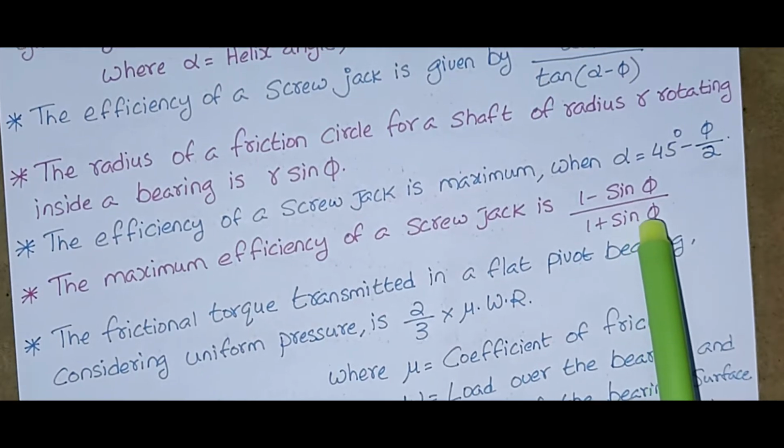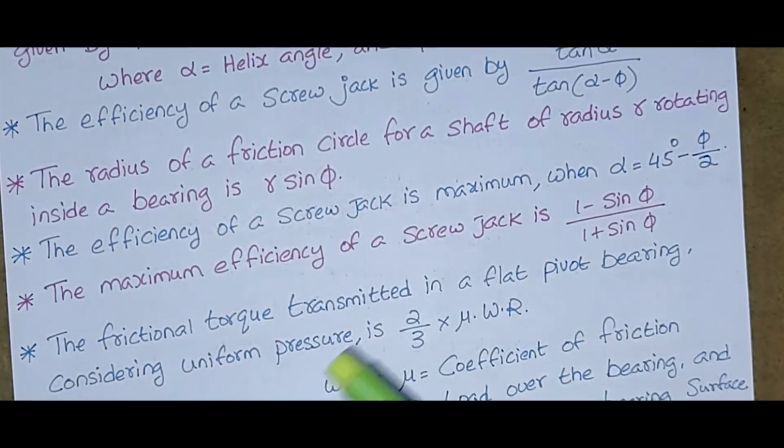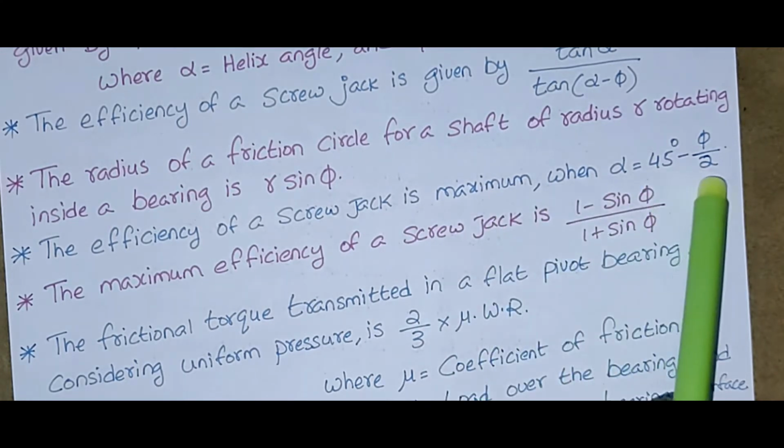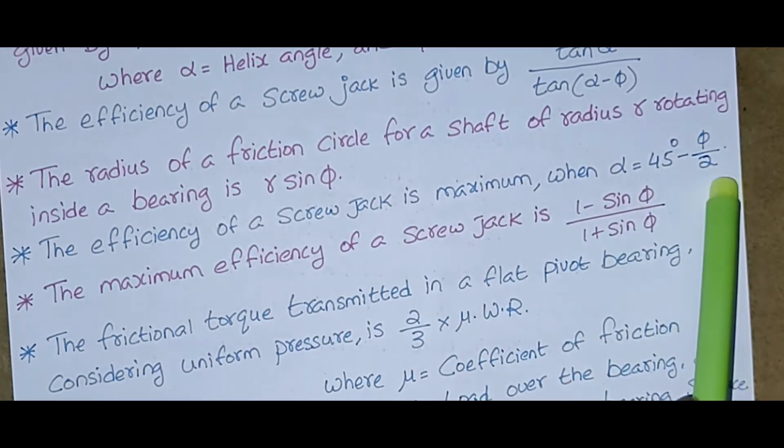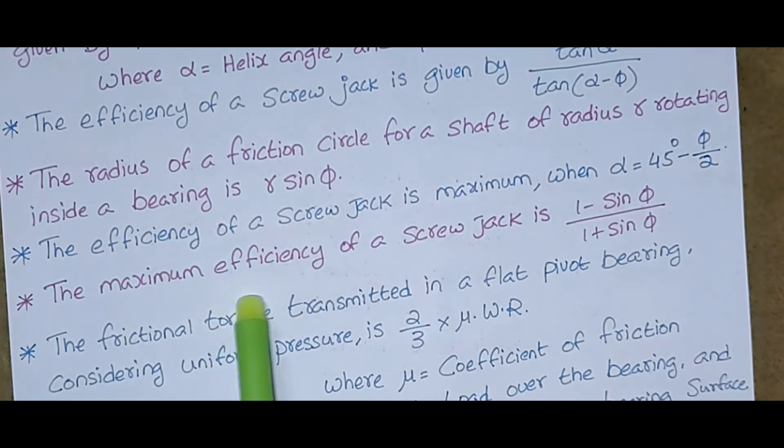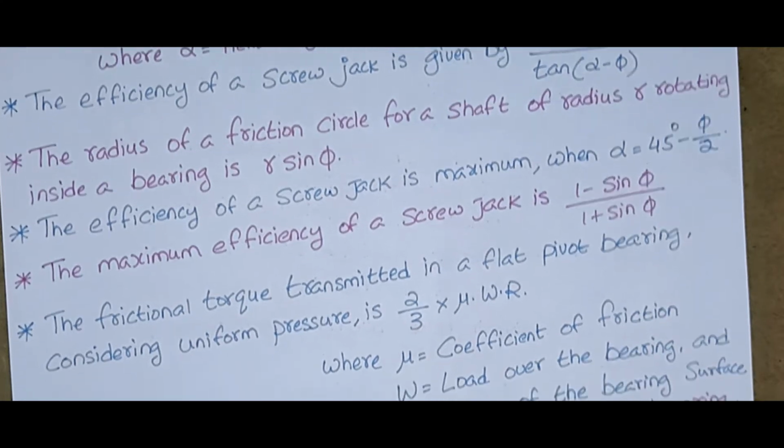See, here itself, sometimes we may get questions which are a little bit confusing. Efficiency of a screw jack is maximum when alpha is equal to 45 degrees minus phi by 2, but the maximum efficiency of a screw jack is (1 minus sine phi) by (1 plus sine phi). Like that we have to remember the subject. Then only we can select the correct option within a fraction of seconds.